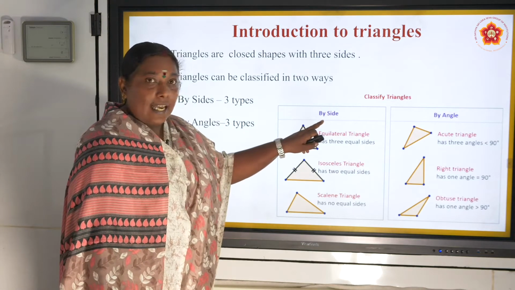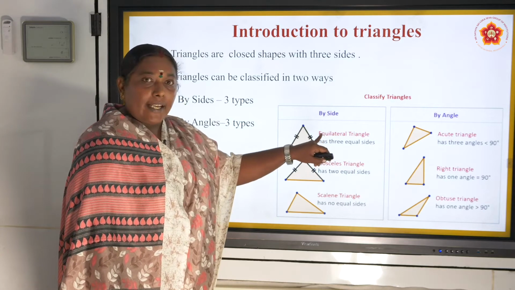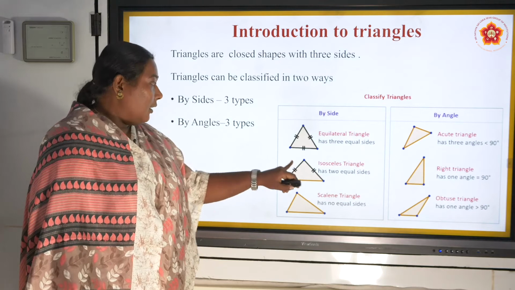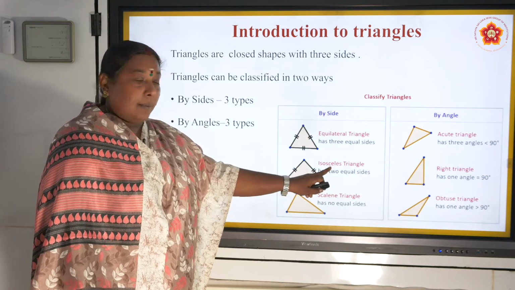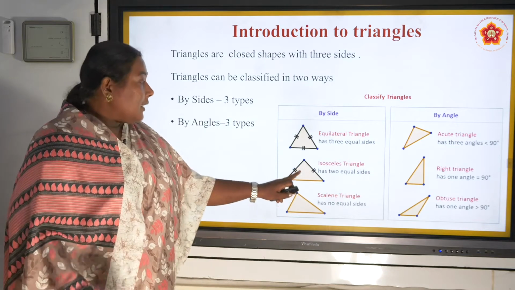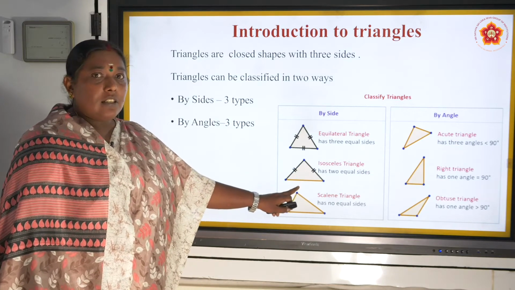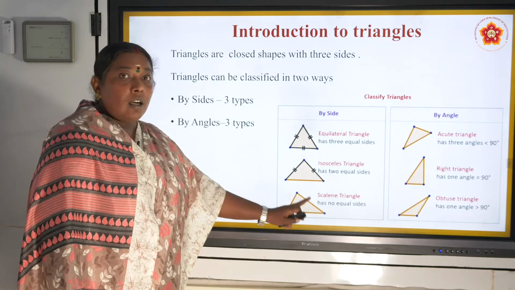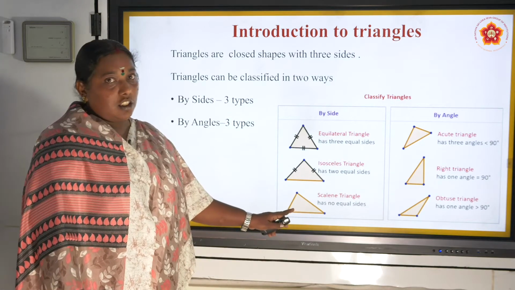On the basis of the sides we have the equilateral triangle. Equilateral triangle means all the sides are equal. Next, isosceles triangle. 2 sides of the triangle are equal, and the last one has a different measurement. Next, scalene triangle. All the sides are different.